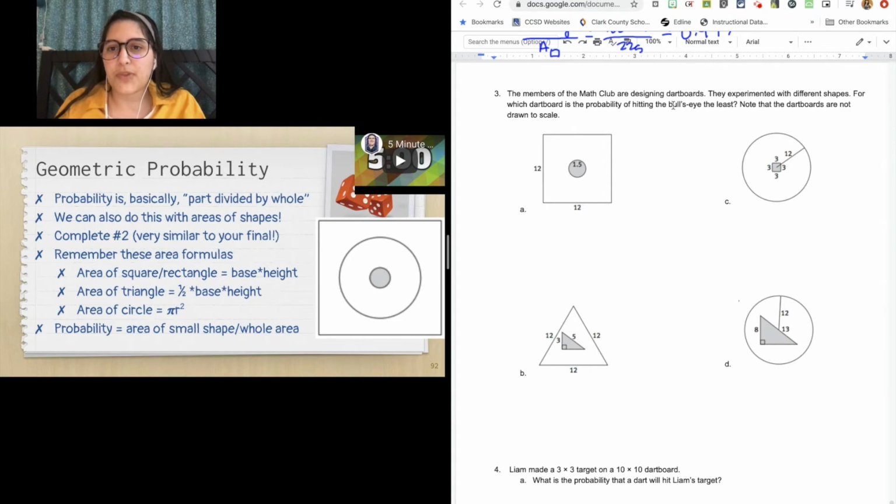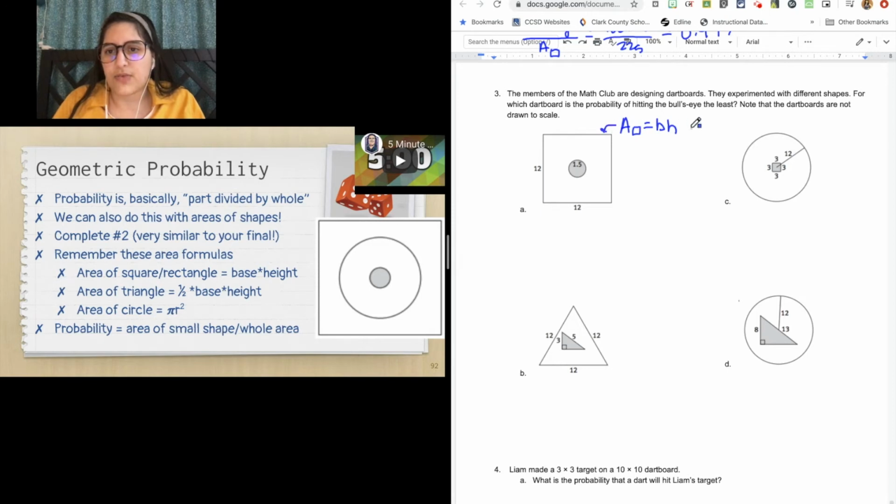So here, there are 4 different dartboards, and they're trying to figure out which one is going to make the probability of hitting the bullseye, which is the shaded portion, I want to make that smaller, right? Or as small as possible. Okay. So a couple of things you're going to need. Obviously, you're going to need some formulas here. So the area of a square is base times height, which you need for part A and part C, right?